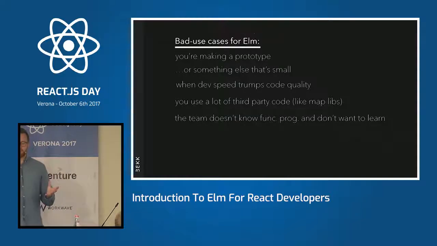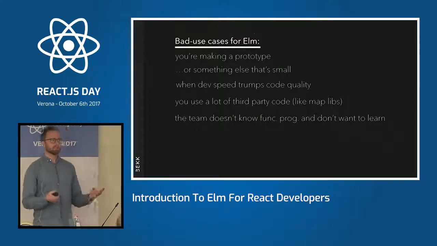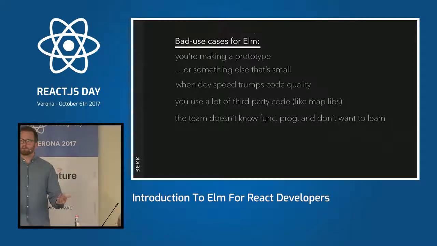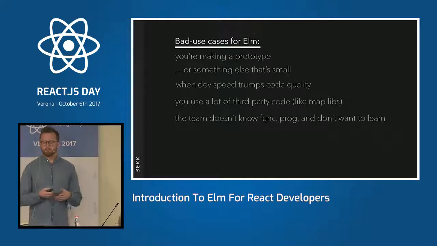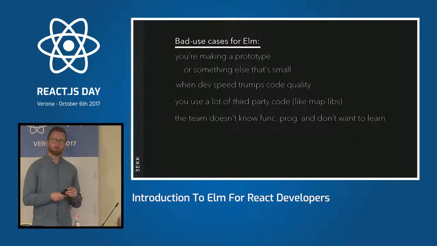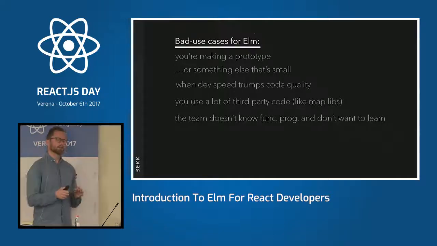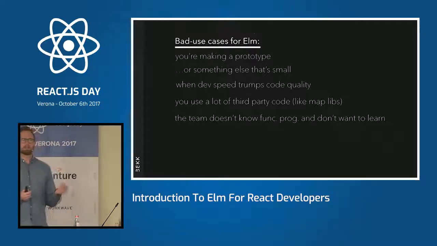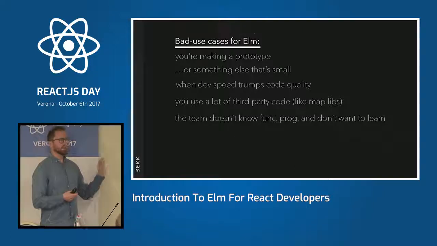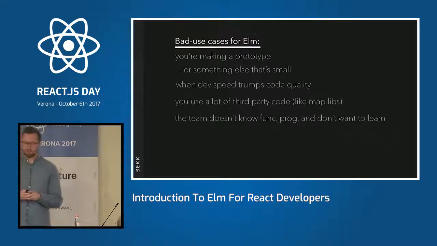So don't use Elm if you're making a prototype, or speed is more important than quality. I mean, if you're a startup, you just want to get features out, and you don't care if the features live for a lot of years, just to get it out there. Maybe Elm isn't the best fit. If you use a lot of third-party code that you can't just integrate very easily with the ports, maybe Elm is a bad fit. And if the team doesn't know any functional programming and aren't at least interested in learning a little bit, I mean, Elm is one of the easiest functional programming languages there are, then maybe also Elm is a bad fit.